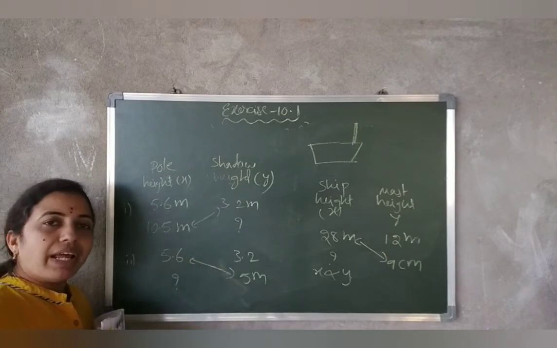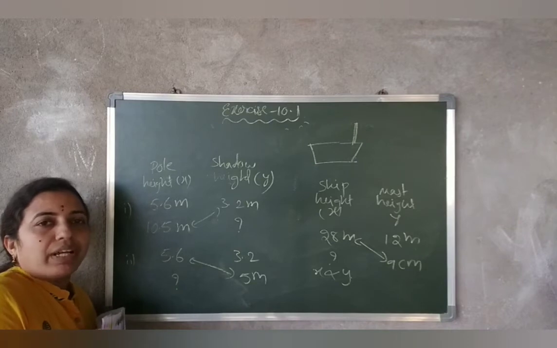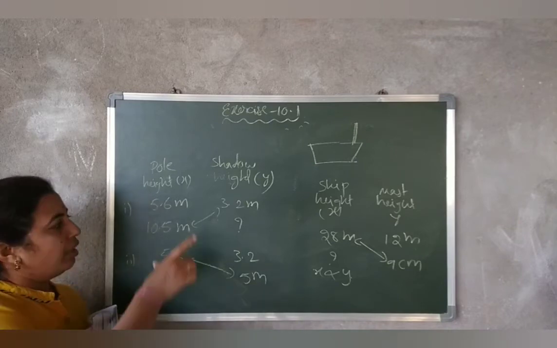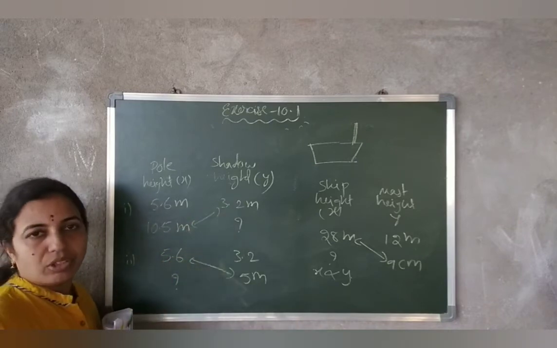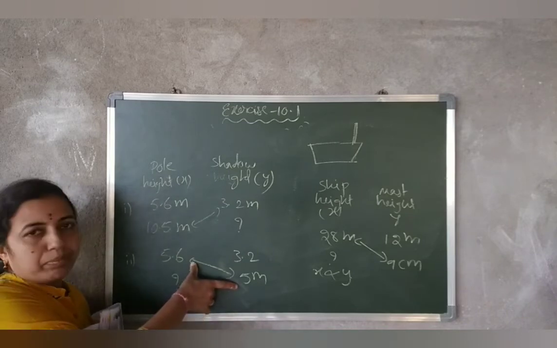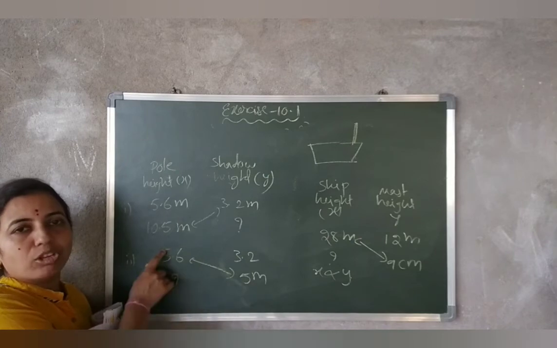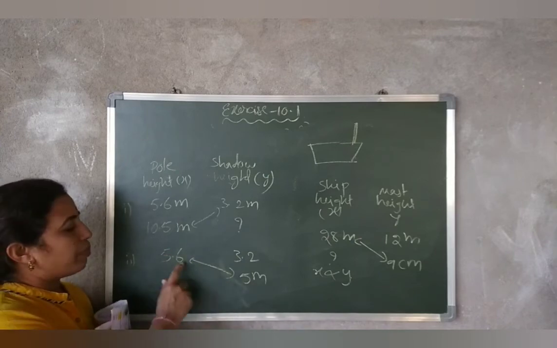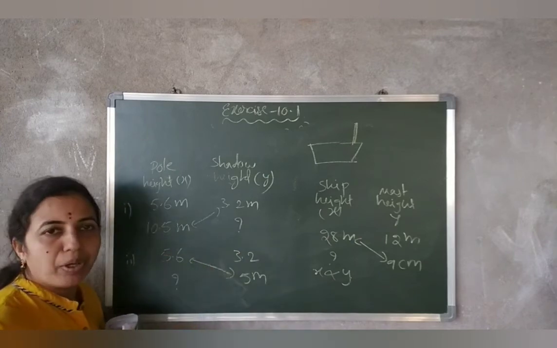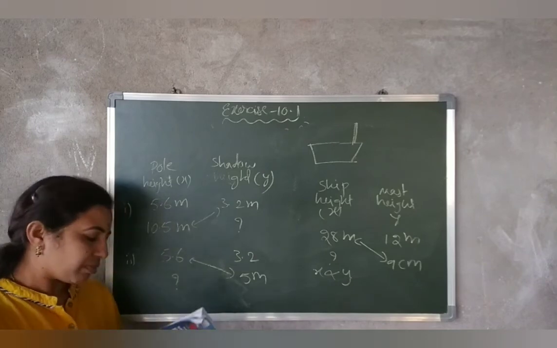But whatever the values you have, which two cross values you have, those two you have to multiply. Whether like this or like this, whatever it is, you have to do cross multiplication. Whenever you have two values crossly, those two values you have to multiply. So 5.6 into 5 divided by 3.2. You will get the answer.